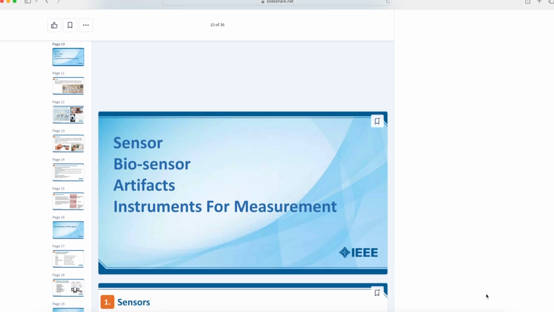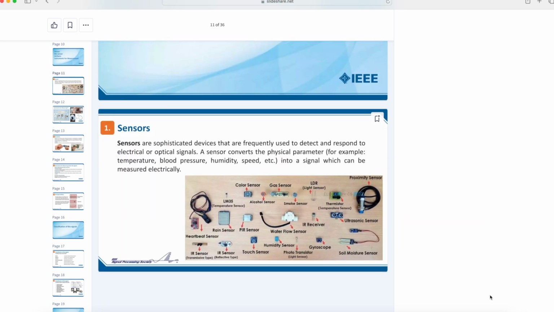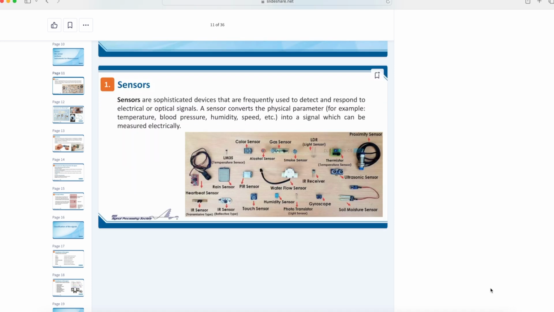Sensors, biosensors, artifacts, instruments for measurement. Sensors are sophisticated devices that are frequently used to detect and respond to electrical or optical signals. A sensor converts the physical parameter, for example, temperature, blood pressure, humidity, speed, etc., into a signal which can be measured electrically.